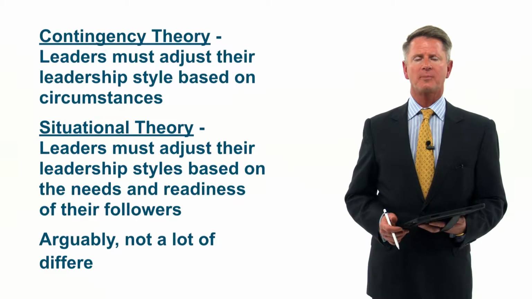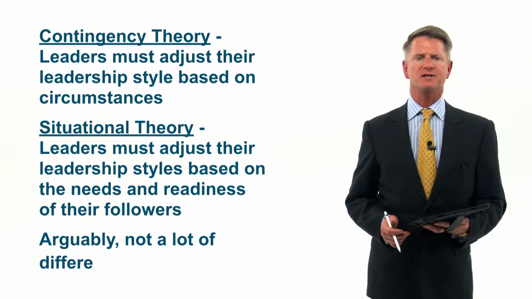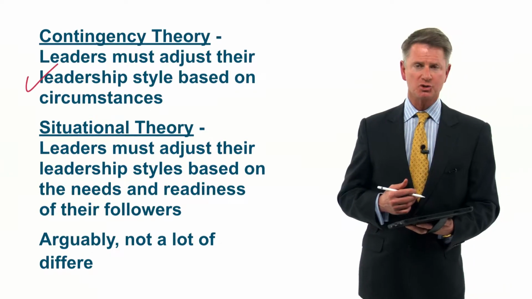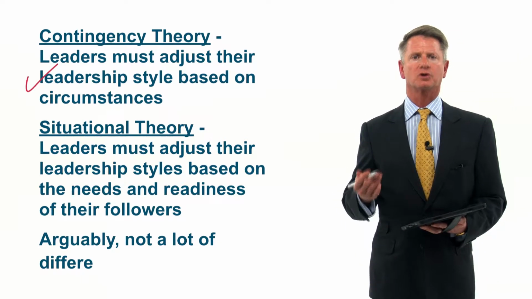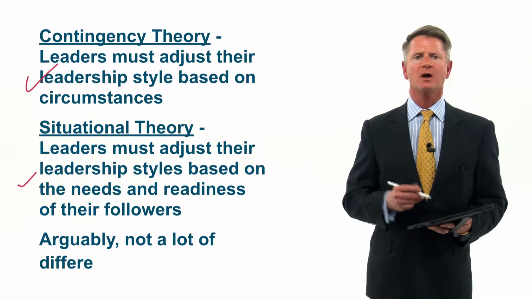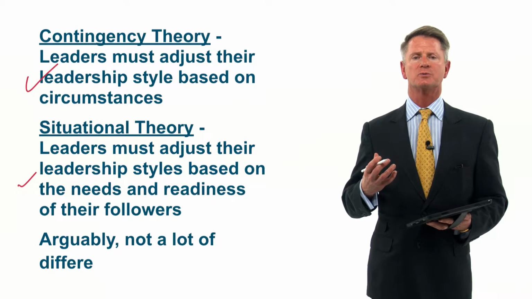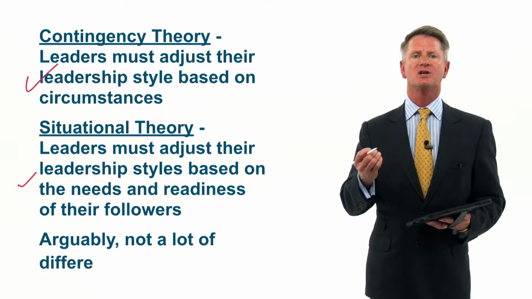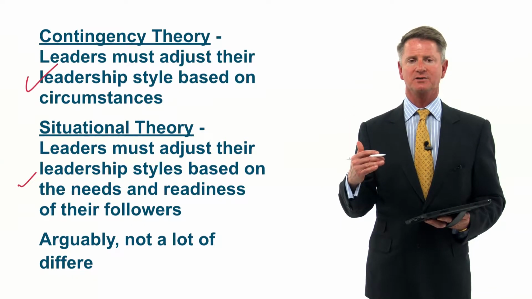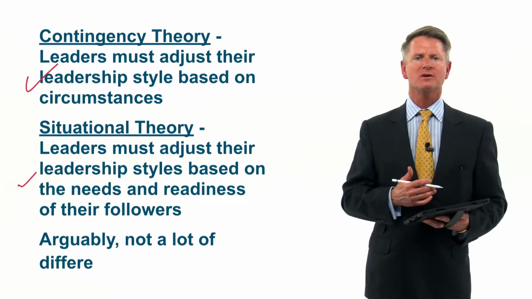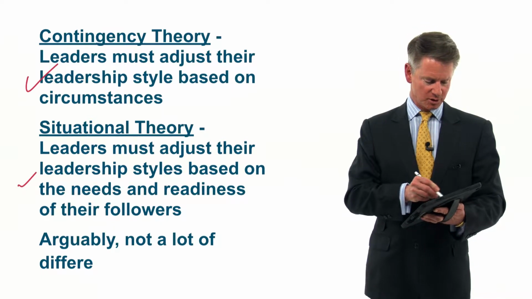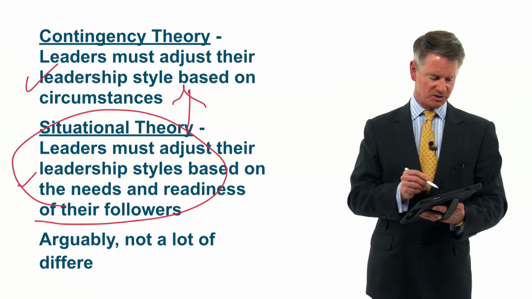Now, a couple of definitions here. Contingency theory says that leaders must adjust their leadership based on circumstances, based on what's happening around them, while situational leadership says that leaders adjust their leadership style specifically based on the needs of their followers and the readiness of the followers to be led in certain ways. Arguably, not a lot of difference here. The most important thing to remember, situational leadership is really just a subset of contingency theory.